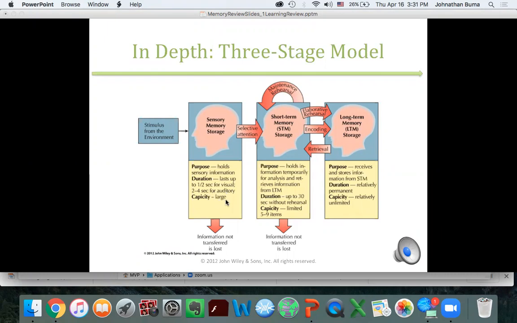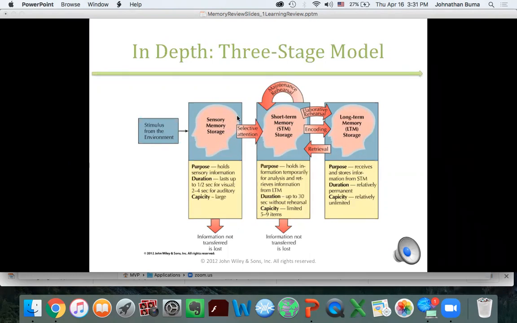The capacity is large, but the information that we don't transfer into the next stage of memory processing is forgotten, it's lost. When you think about sensory memory, think of it as a tool to help us perceive things for just a little bit longer so that we can pay attention to them. For example, when you look at the lightning in the sky, a lightning bolt isn't really there as you're looking at it. It's gone already, but your sensory memory registers it just a little longer so that you can perceive it.